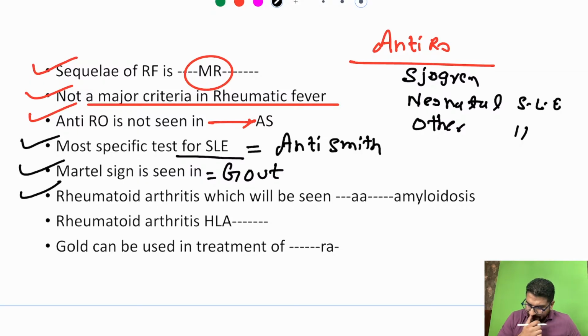Rheumatoid arthritis में कौन सा एम्लोडोसिस होता है, AA एम्लोडोसिस. देखो हर क्रोनिक इन्फ्लेमेशन में AA एम्लोडोसिस होता है. कौन सी क्रोनिक इन्फ्लेमेशन में एम्लोडोसिस नहीं होता, आंसर इज क्रोनिक ब्रोंकाइटिस.